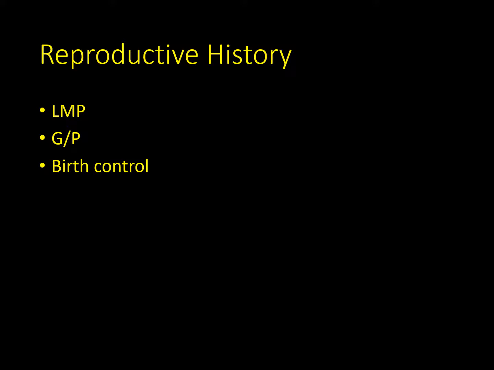Reproductive history. When was your last menstrual period? Do you have any children? Are you using any birth control? Are you sexually active? Those things are important when doing our history. Also, if I'm going to dispense any medication, I want to ask them if there's any risk of pregnancy. If I'm going to be doing an MMR immunization, is there any risk of pregnancy? Because that may change our treatment.